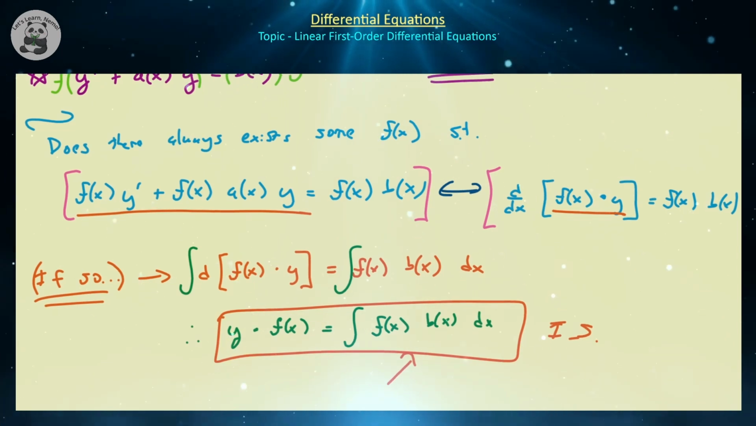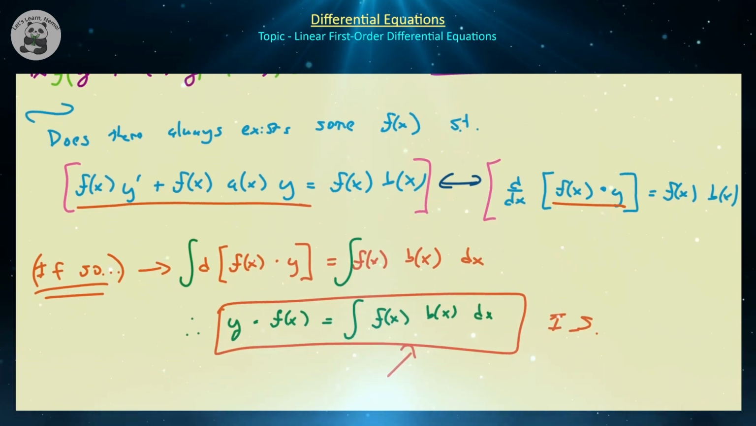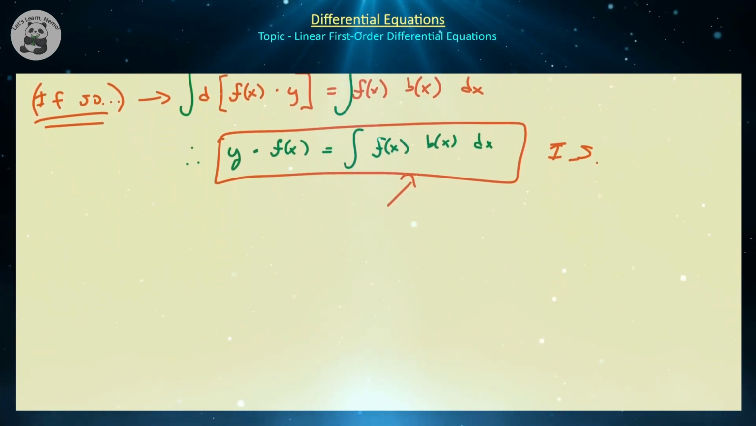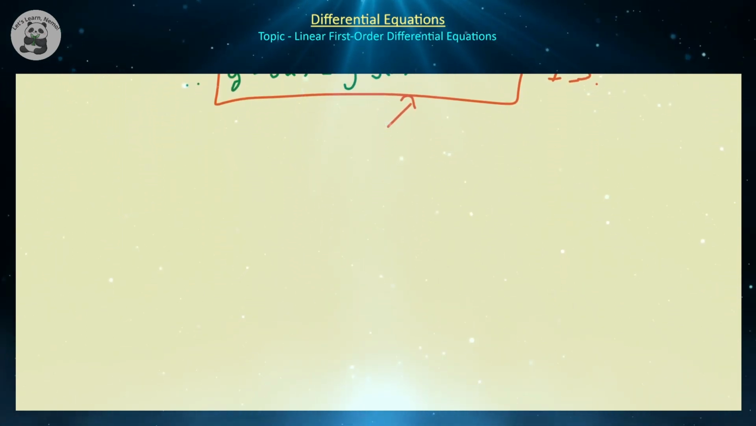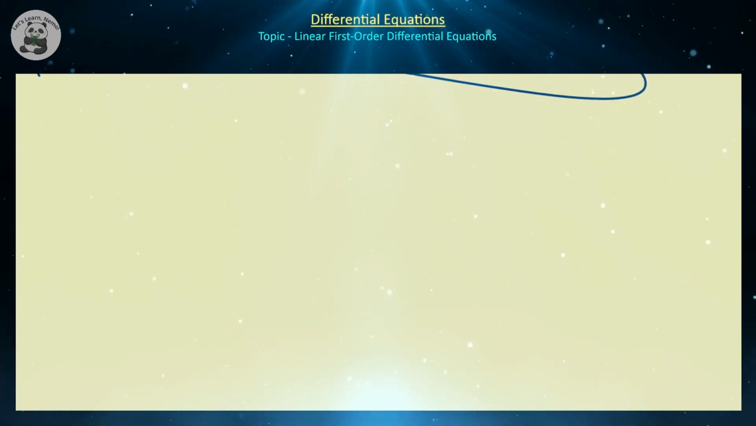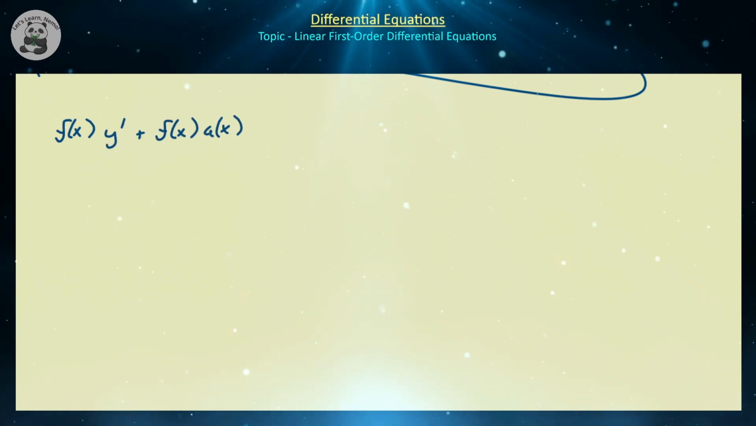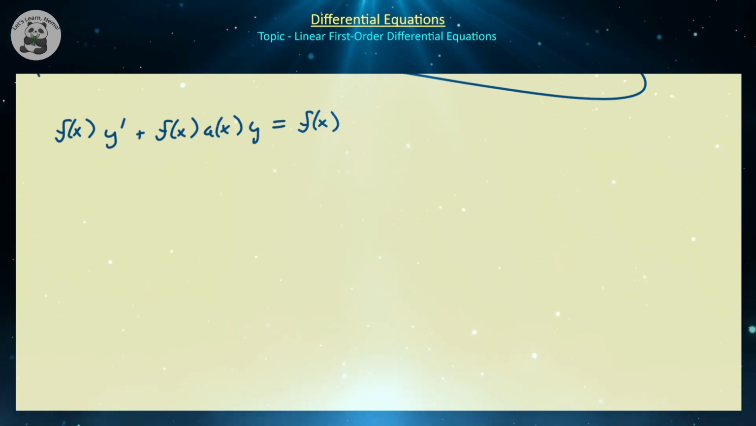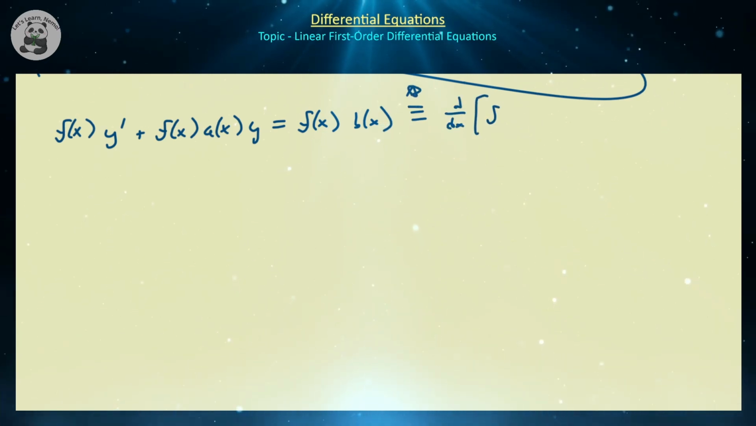So now, if we can find such a function for all particular equations, then we're practically done, right? So let us see if we can formulate exactly what type of structure this f has and what it actually depends on. So what do we want? We want f of x y prime plus f of x a of x y equals f of x b of x. We want this to be equal to the derivative of f of x times y.